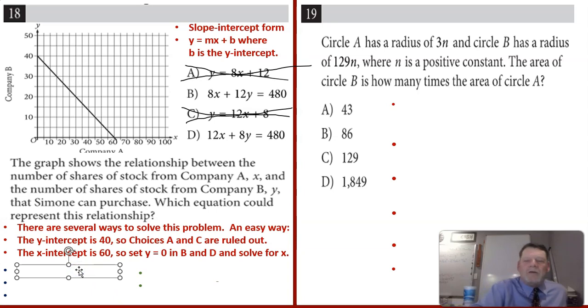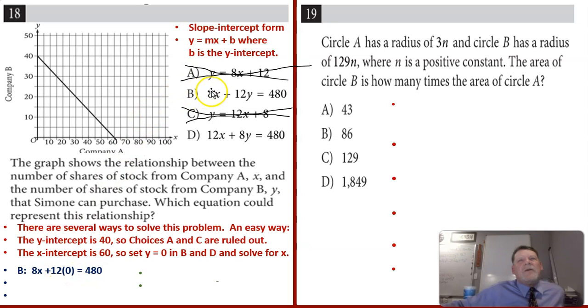All right. So if we set y equal to 0, we just substitute it. I take B, 8x plus 12y equals 480, and I substitute the y for a 0. And then I do the same thing for D. I substitute the y for 0 in D.